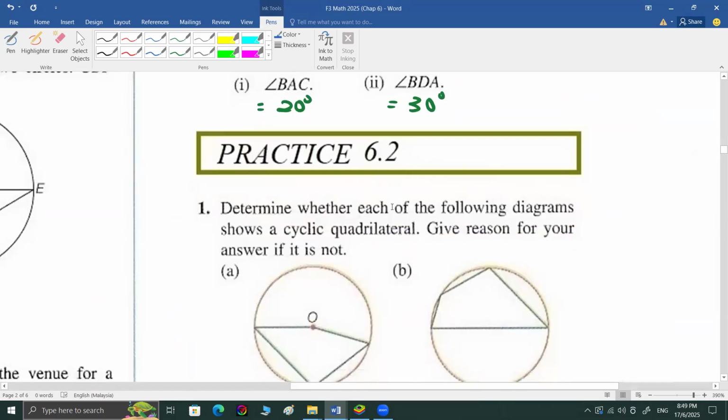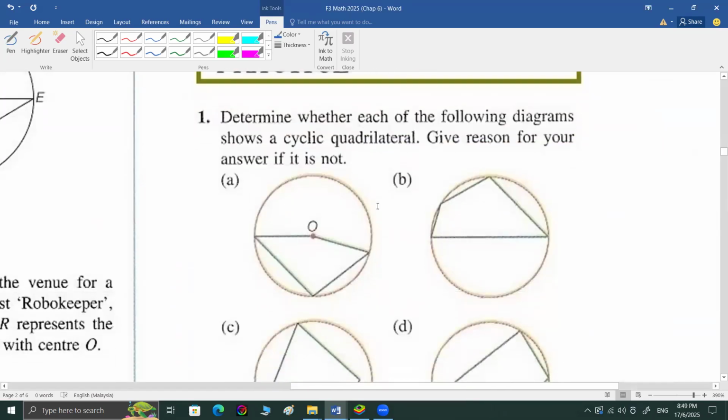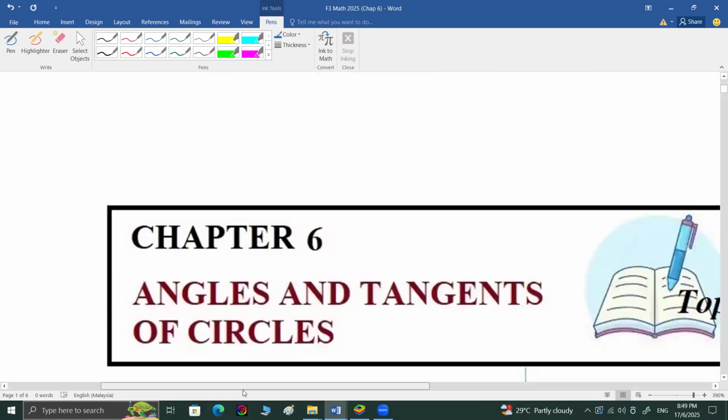Determine whether each of the following diagrams shows a cyclic quadrilateral. Give a reason for your answer if it is not. Okay, class, A, yes or no? Oh, yes.